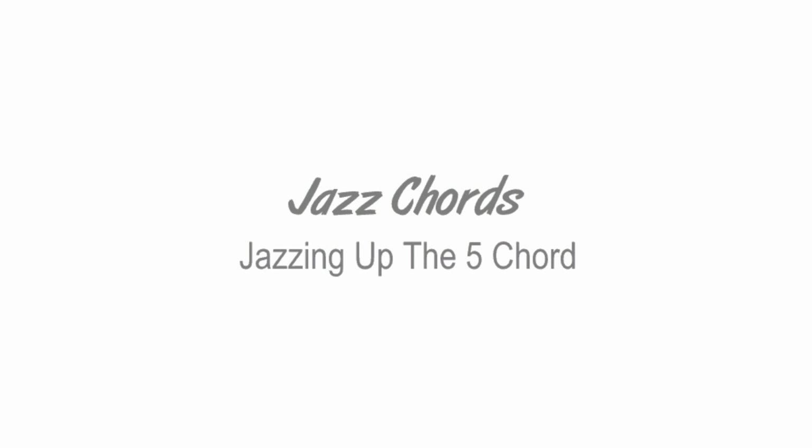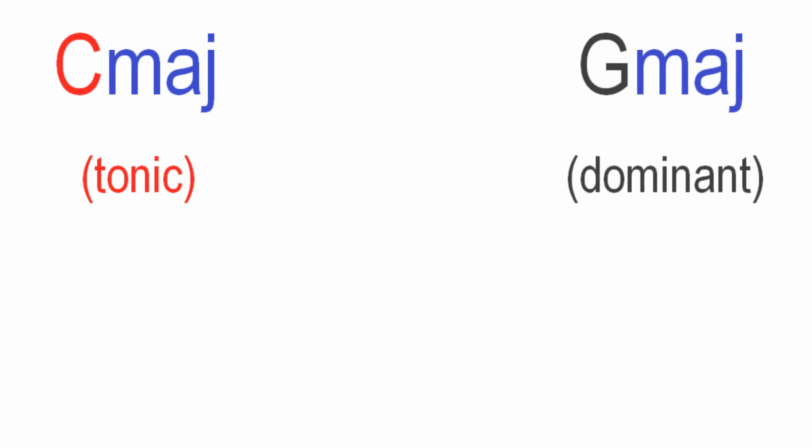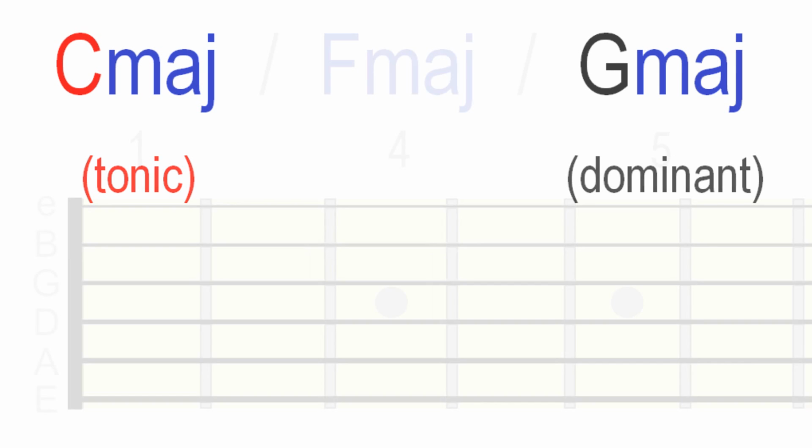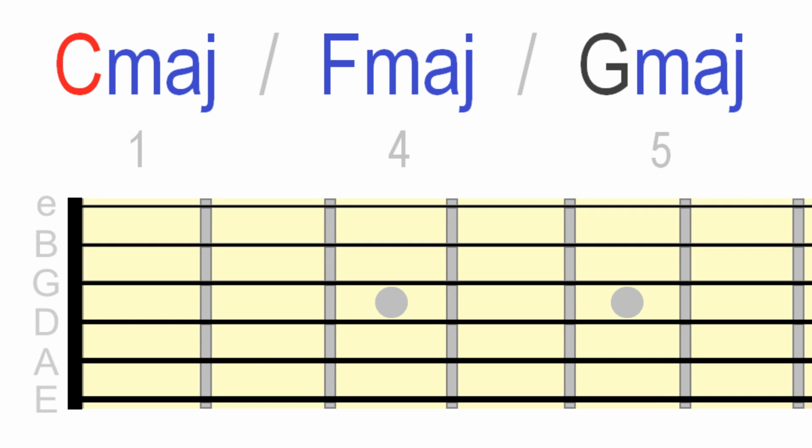The 5 chord naturally carries a lot of tension and is an important function of the tension resolution dynamic in music. For example, in the key of C major, C would be our 1 or tonic chord, and G major would be our 5 chord, also known as the dominant. If we play a typical 1-4-5 progression, we can immediately hear how the G major 5 chord pulls us back to the tonic of C major, known in music as resolution.